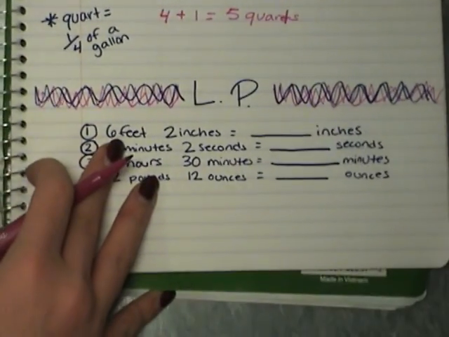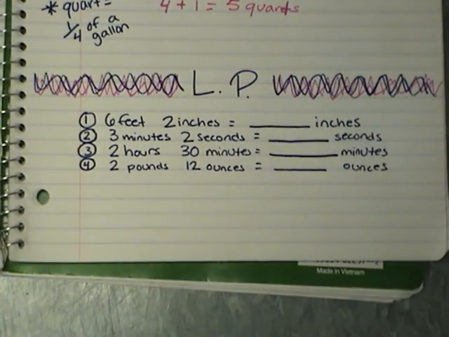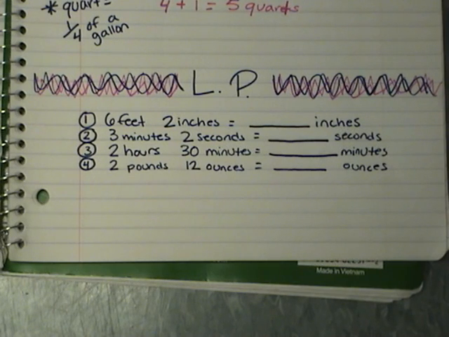Okay, and here's your lesson practice. You're taking 6 feet and 2 inches and converting them into inches, 3 minutes, 2 seconds into all seconds, 2 hours and 30 minutes into all minutes, and 2 pounds, 12 ounces, into only ounces.